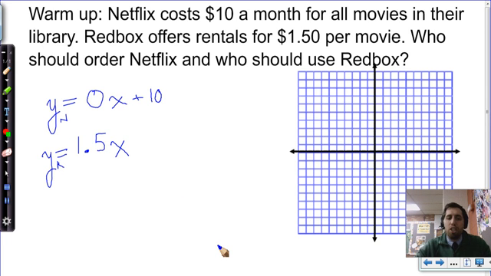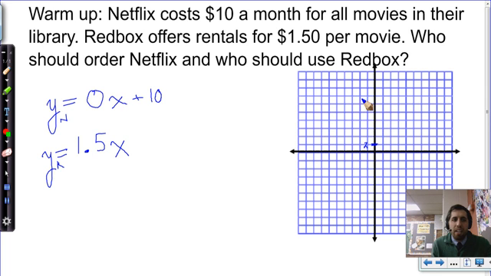And so we see we have two linear equations here, and we can plot them both on the coordinate plane, and then we'll talk about them a little bit more, and it'll help us to answer our question, who should order which. So let's make each of these worth 2 so that we can get all the way up to 10 and it won't be at the very top. So that's my y scale.